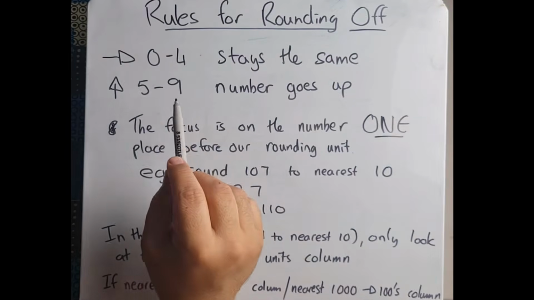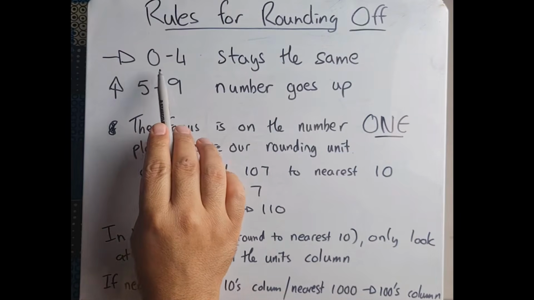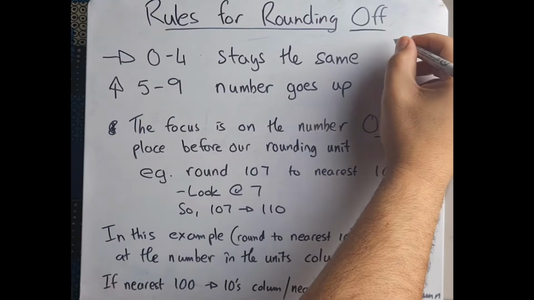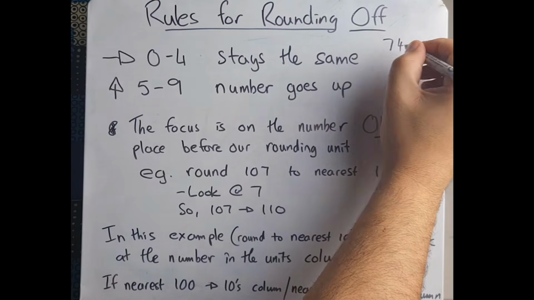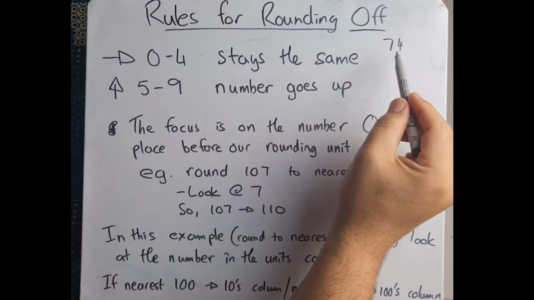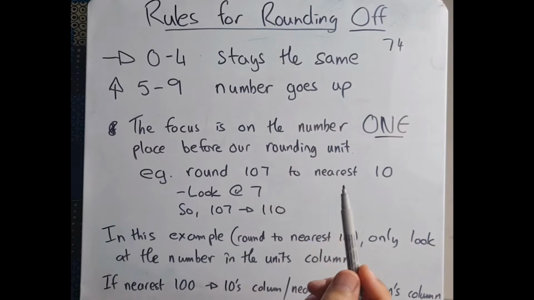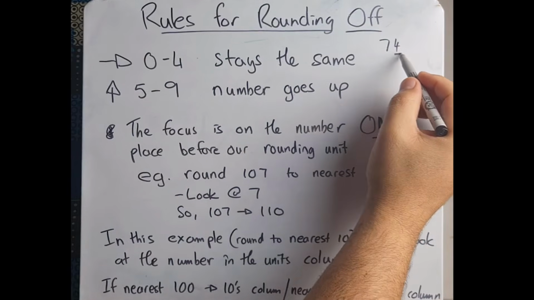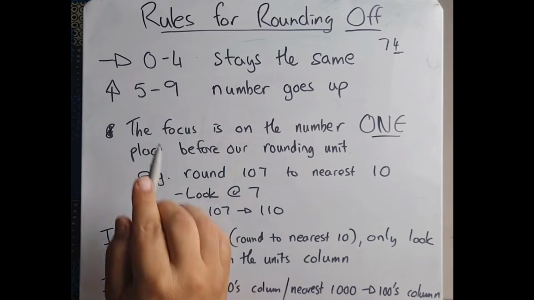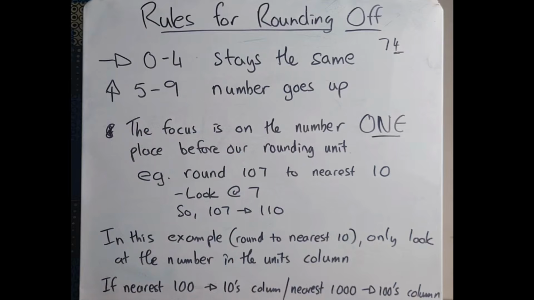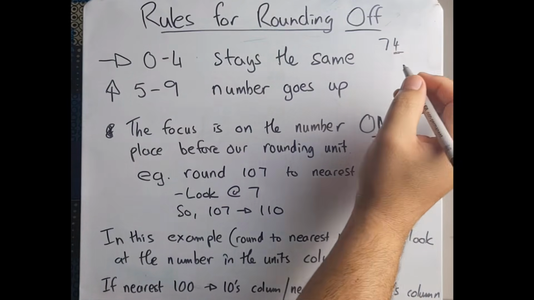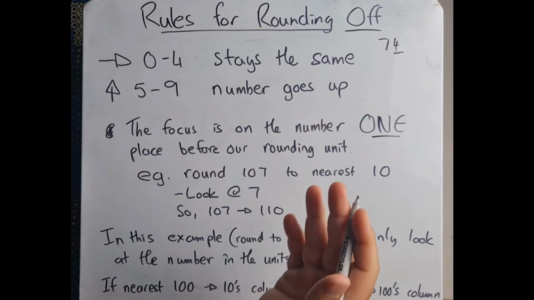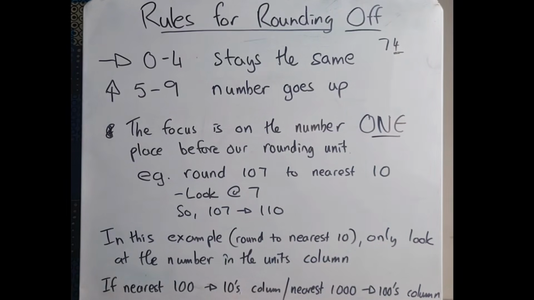So when we look at numbers, and a number is between 0 and 4. So let's say I've got the number 74 over here, and I've got to round that to the nearest whole number, just as an example. I look at my units. Now, if it's between 0 and 4, what is it saying? It needs to stay the same. So if I'm asked to round it to the nearest whole number, well, then that will remain the same.